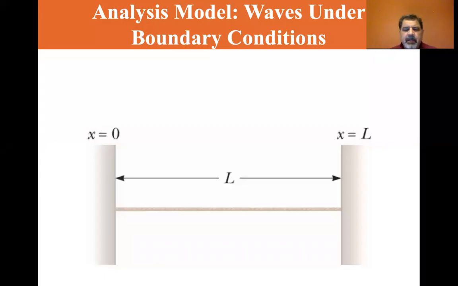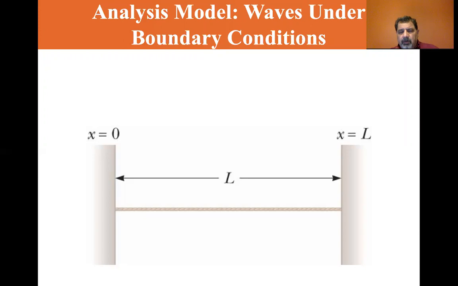Okay, we're at 17.4, waves under boundary conditions. And they're going to show here a taut string. You can imagine a string anchored, like a guitar string or a piano string or a harp. I think a harp would be a good one to imagine because it has very visible length differences. The piano does too, but they're kind of hidden behind the piano cover.